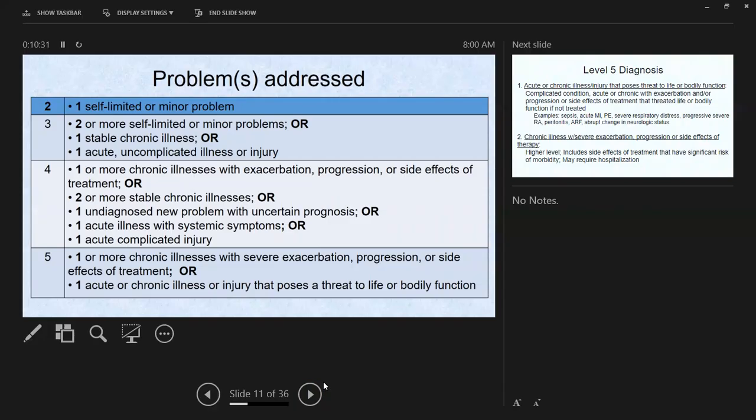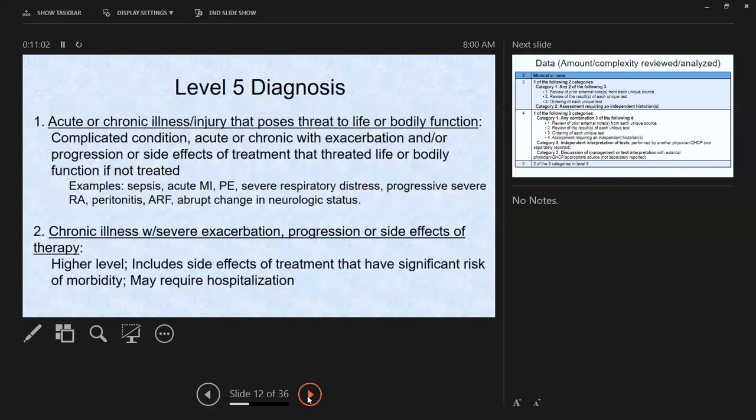A level 5 problem is a chronic illness with a severe exacerbation, severe progression, or severe side effects of treatment. Think about a patient who has to be admitted to the hospital because they have new leg weakness due to metastatic cancer to their spine. Or an acute or chronic illness that poses a threat to life or bodily function. Think about a heart attack, acute myocardial infarction, or a stone with sepsis. The patient in the ICU has an acute or chronic illness that poses a threat to life or bodily function.